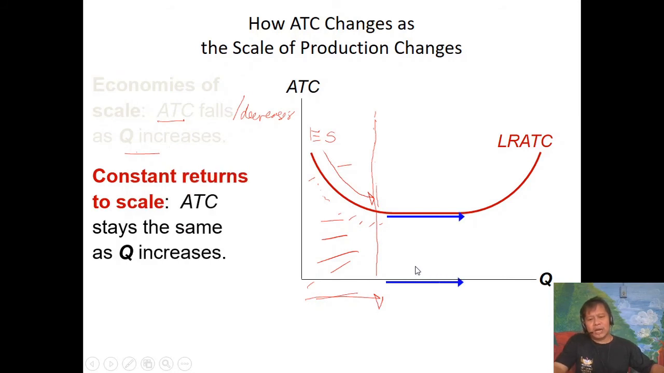So there is also a constant returns to scale. This one is a constant return to scale, no? ATC stays the same as the Q increases. Look at this one. The behavior of the red graph here is just the same, it's flat. The cost is the same, but the quantity increases, no? That's what the blue arrows show, of course.